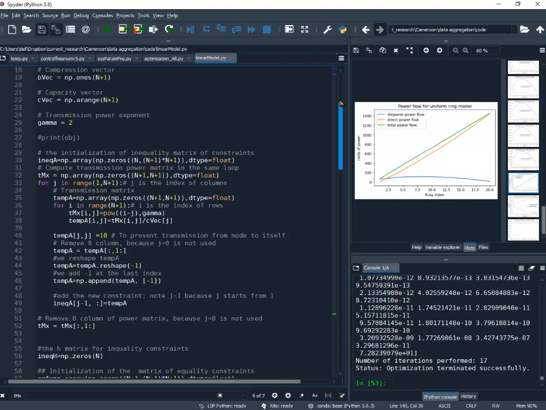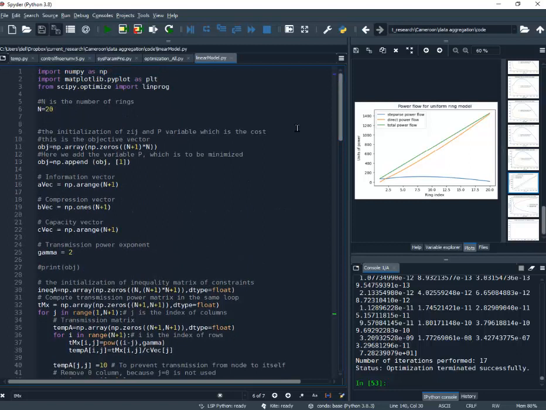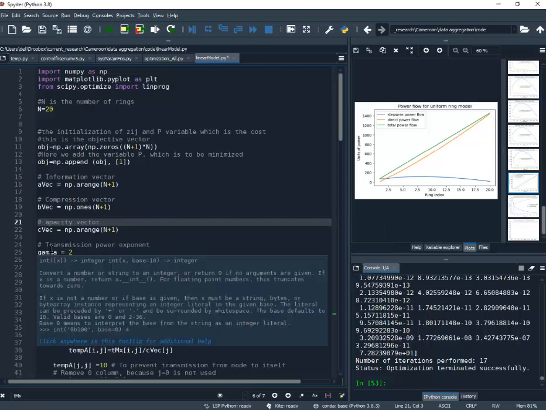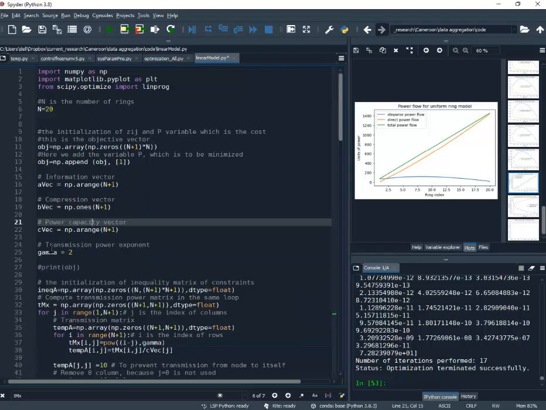So I made some changes in this code also. I included the information vector, compression vector, but I have not used this yet. And then this is the power capacity vector. I call these rings, but I can also say nodes, because this same model will work for a more general case where you don't have rings and sectors, but you have different subregions that pass information to each other. You will see later that the hexagon model also can use this model.